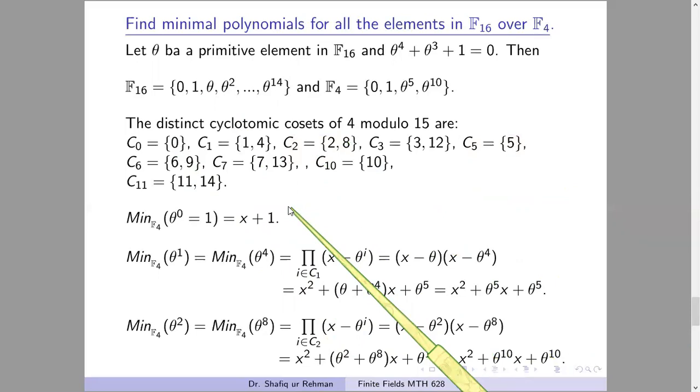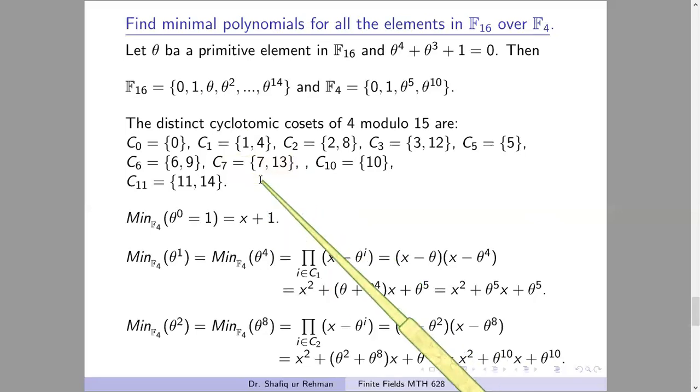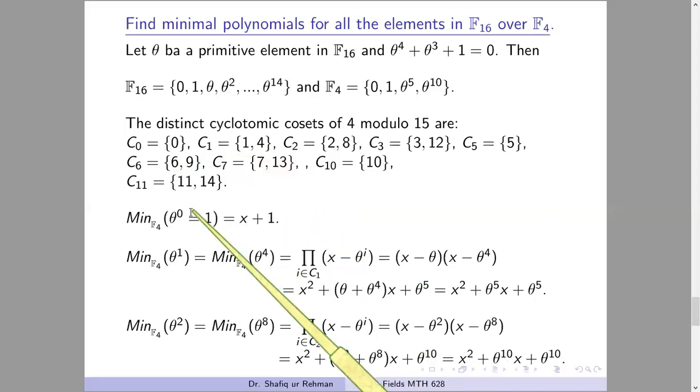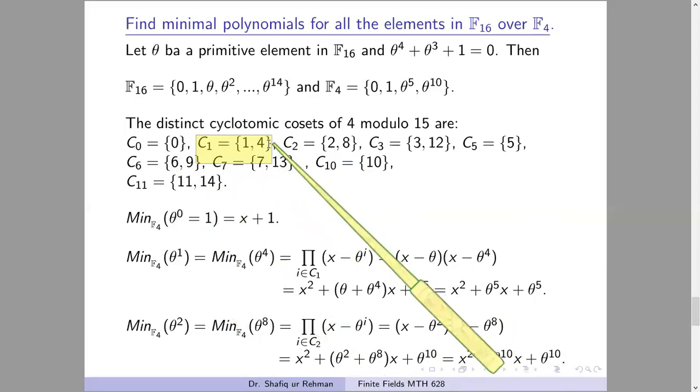Each cyclotomic coset will give us a different minimal polynomial. And now again, as in the previous case, we start with 1. Minimal polynomial of 1 is x minus 1, that is the same as x plus 1. Minimal polynomial of theta 1, that is equal to theta 4 also, because 1 and 4 are in the same coset. So by this formula, we will have x minus theta into x minus theta 4. After calculation, we will get x square plus theta 4x plus theta 5.